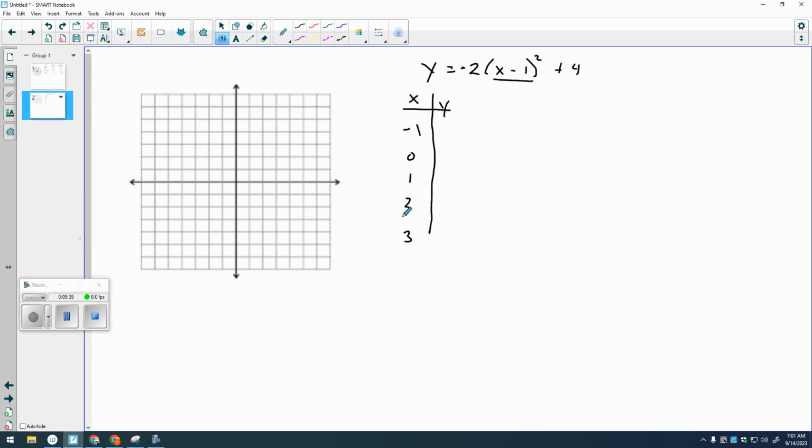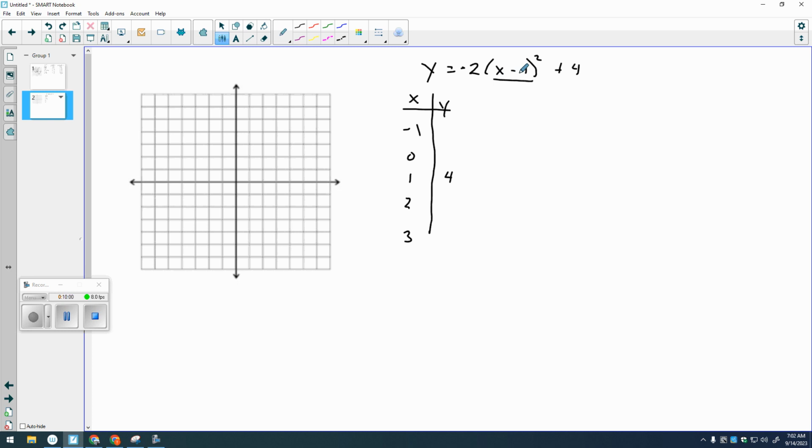All right, hopefully you're back. When x is a positive 1, 1 minus 1 is 0. 0 squared is 0. Times a negative 2 is 0. Plus 4, oh, it did it again. It is the same number as right here. Once again, not a coincidence.